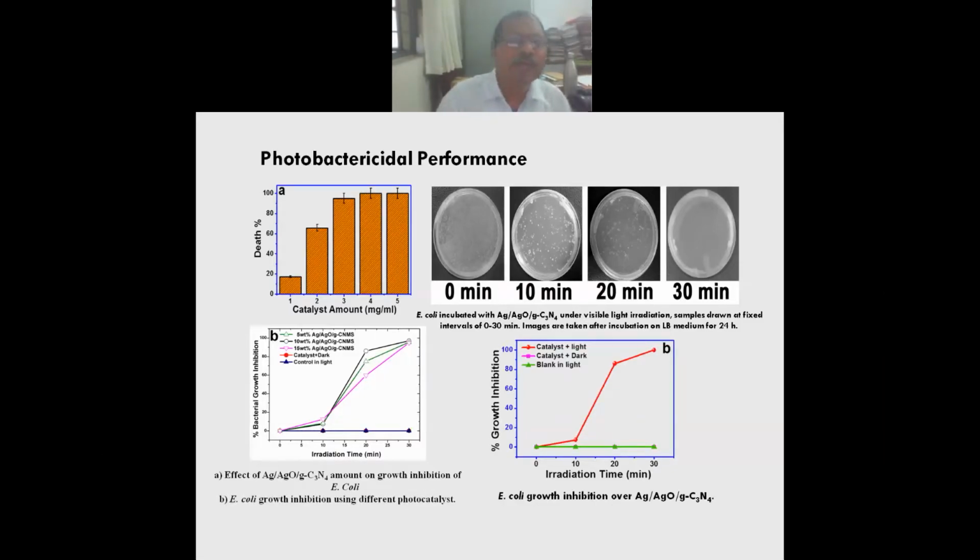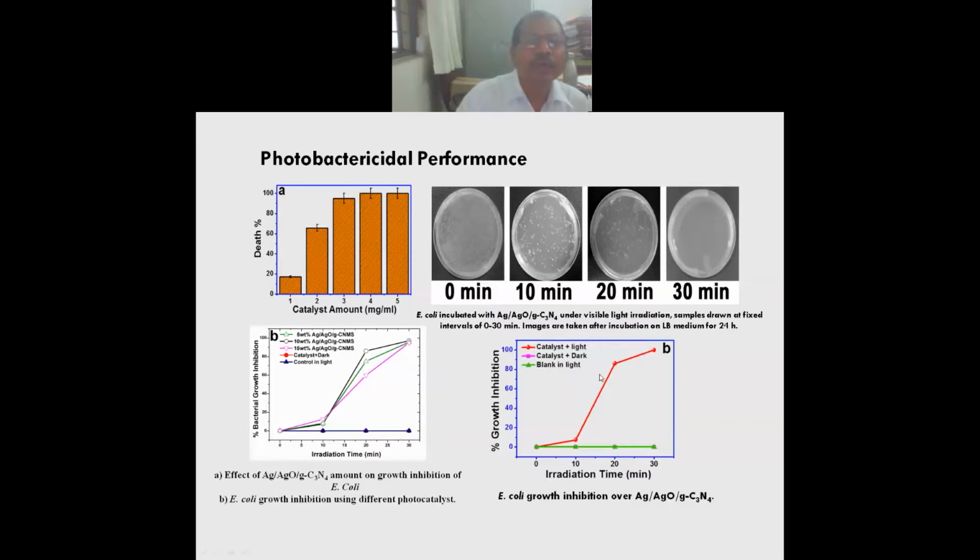For the microbial activity, the catalyst is taken, then the E. coli bacteria is added, and with respect to time, the population is evaluated by optical microscope. These are the various images of the optical microscope, and this is the catalyst dose that is used. As the dose is increasing, the death rate of E. coli is increasing. And this is the blank experiment.